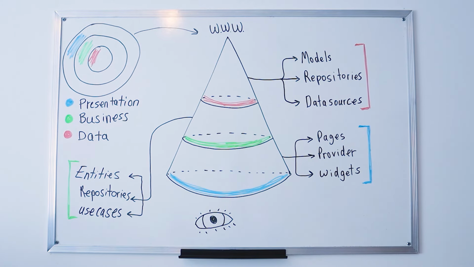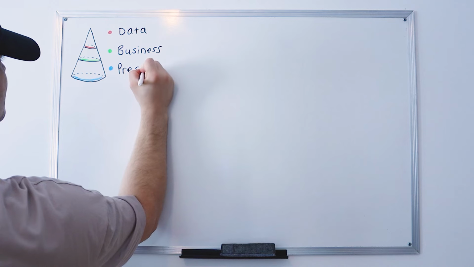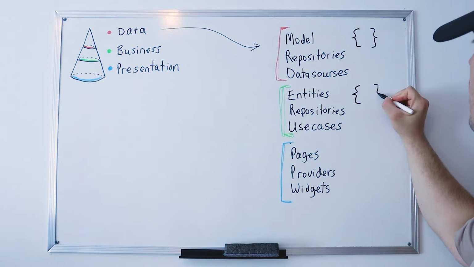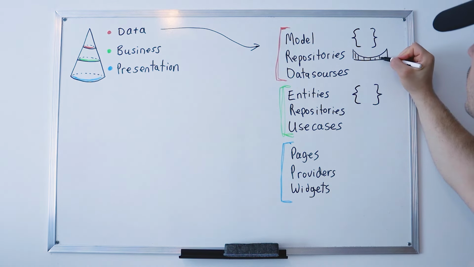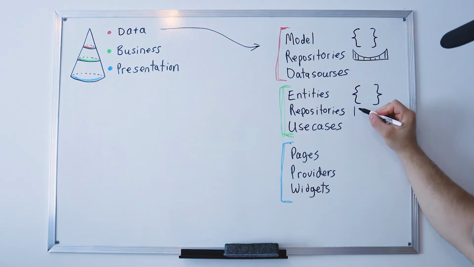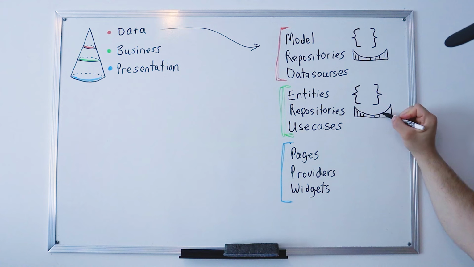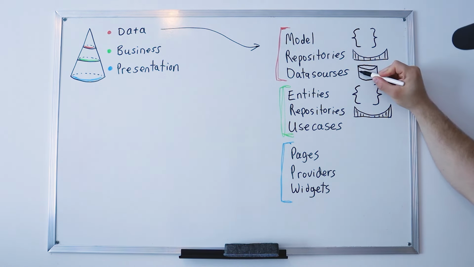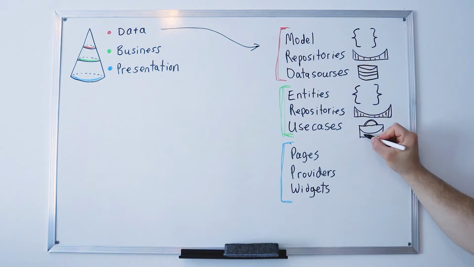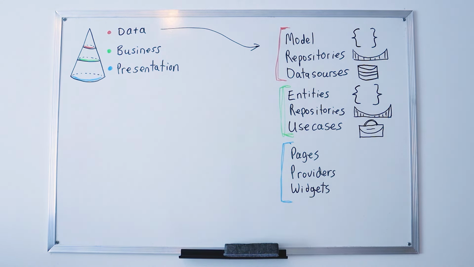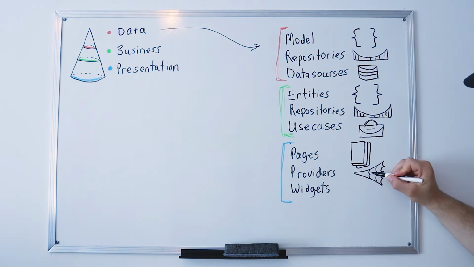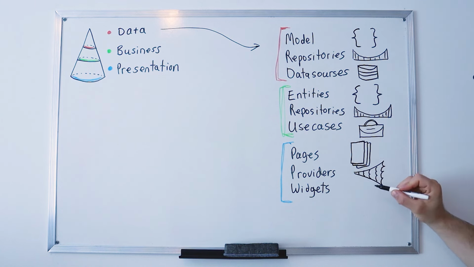To increase your chance to remember the folder names, we will associate every folder with an image. The models and the entity will be the brackets. The repositories will be some sort of bridge, because the two repositories will be a bridge between the data and the business layer. Next, we have the data source, which is represented by a database, followed by the use cases, which we can represent as a business bag. The pages will be represented by some pages. The provider will be a web, because this is how we manage all the data.